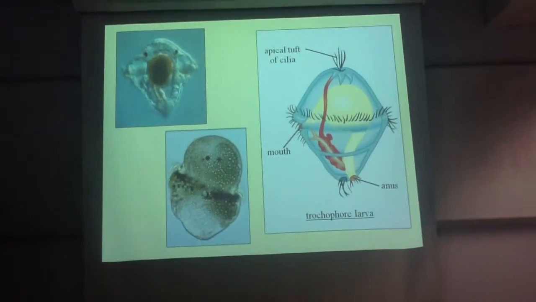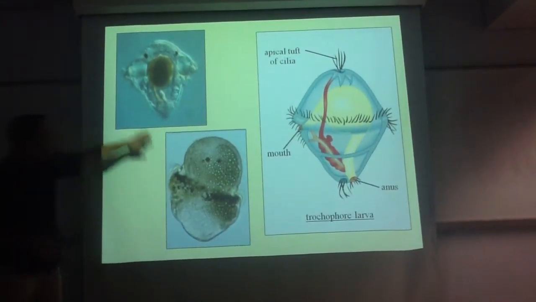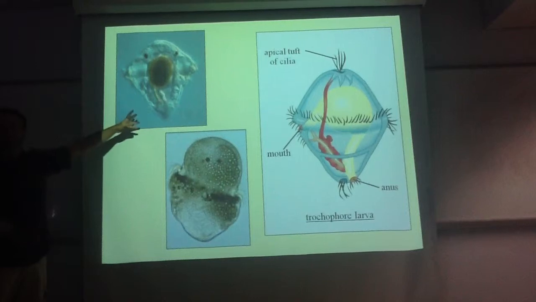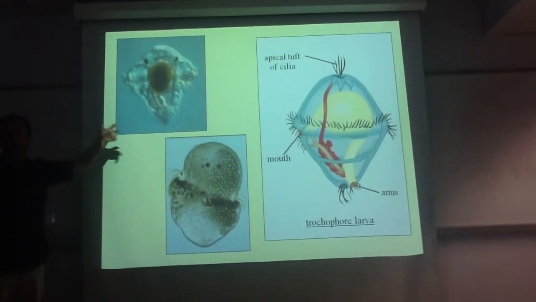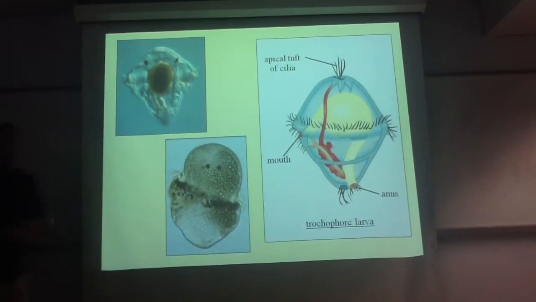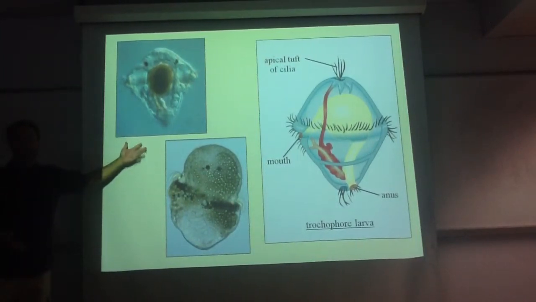This shows you what a trochophore larva looks like. There it is in a cartoon. This is what a little baby worm, like those little nereid worms, the marine worms, looks like. They go through a larval stage like this. And if I show you a trochophore larva for a marine snail, guess what? It looks a lot like this.